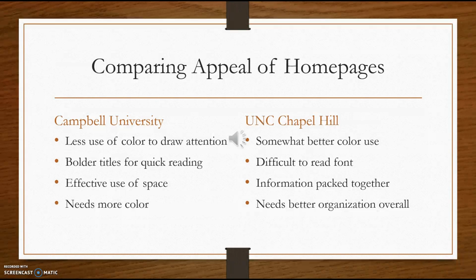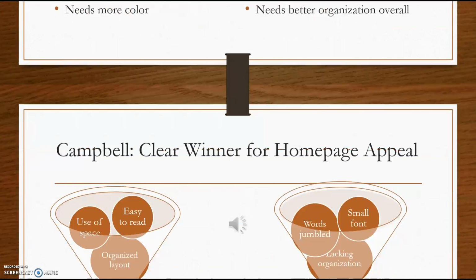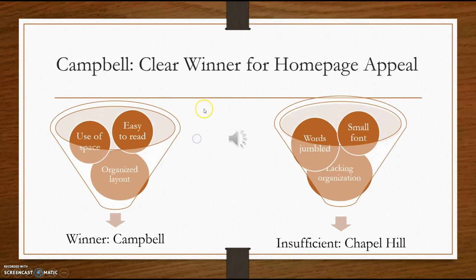The Chapel Hill page does use color better. It has an interesting picture at the top, one of their historic buildings. But the font's difficult to read. It's very small. The information is packed together, some of it's irrelevant. It just overall needs better organization. The information is just not as appealing. It kind of turns you away. It's just kind of jammed together. So of the two, Campbell is definitely superior.